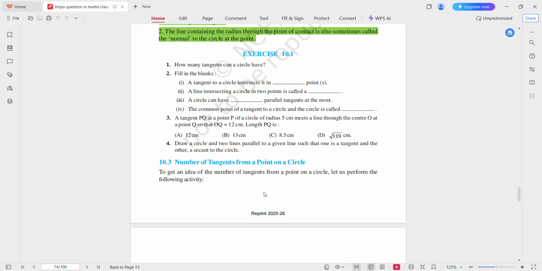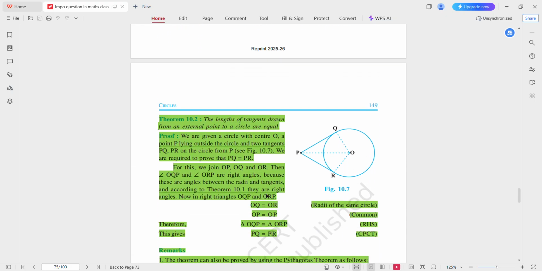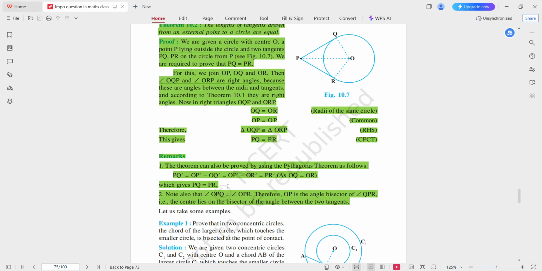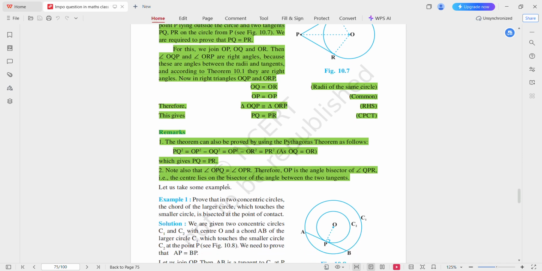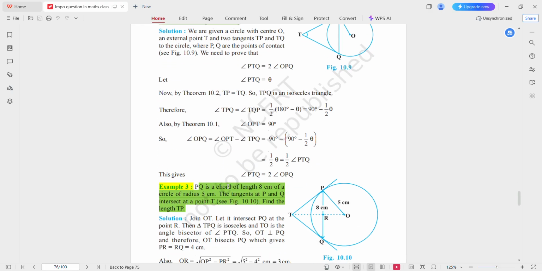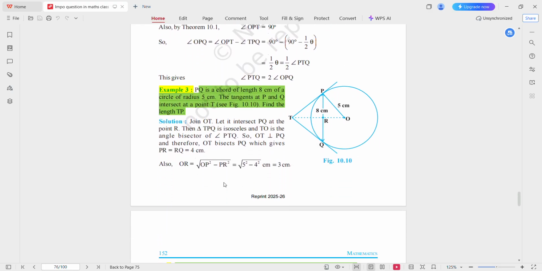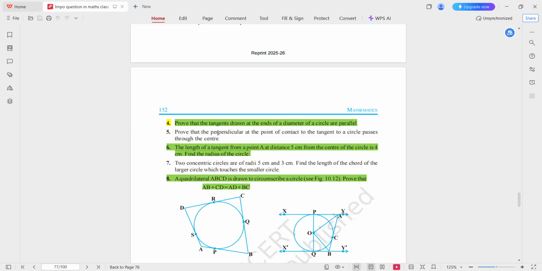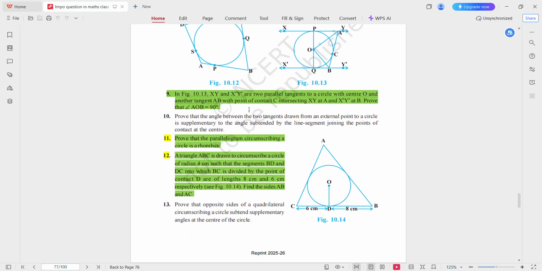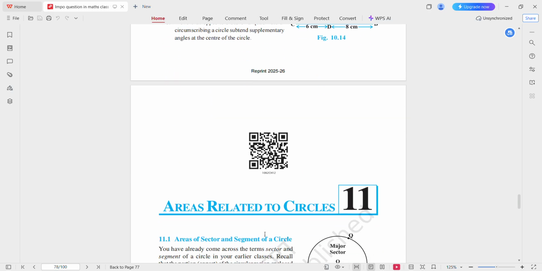In the exercise 10.1 there is no important questions as much. 10.2 theorem is also very much important. You need to concentrate more on these two theorems. Example 2 is important, 3 is very much important. And in the exercise 8.4 question is very important. 6th and 8th question is also important. 9th question is important. 11th and 12th is very important questions.